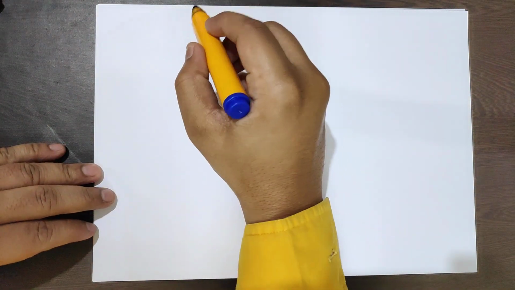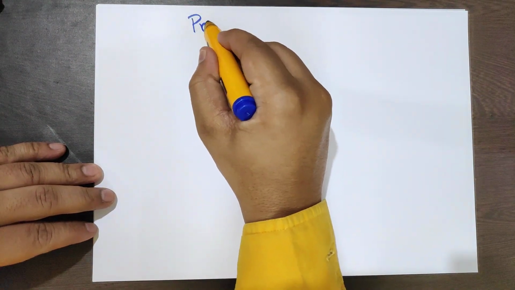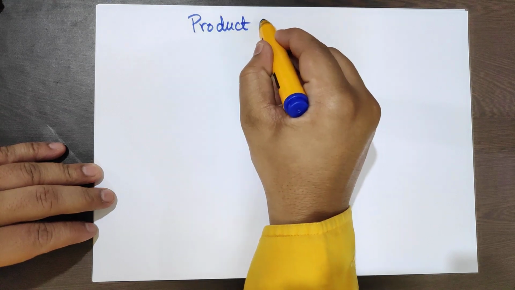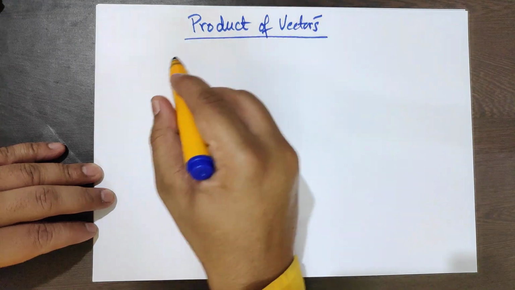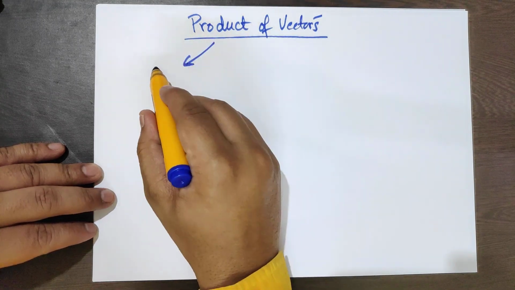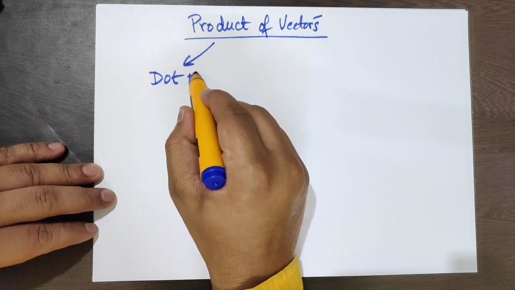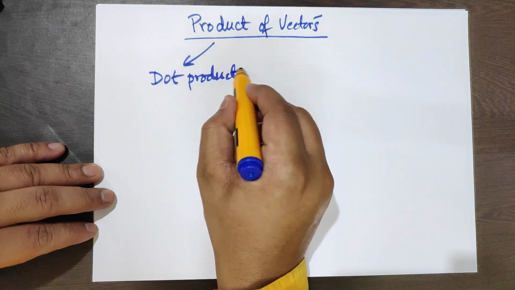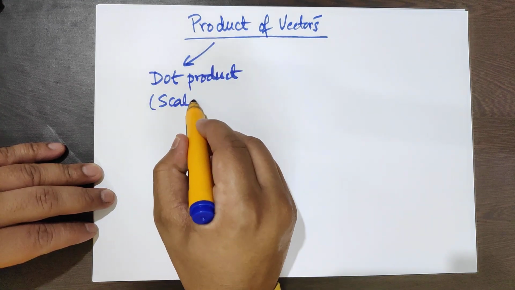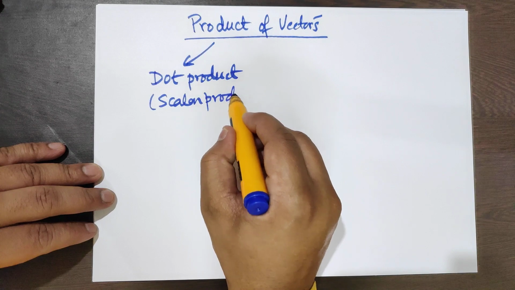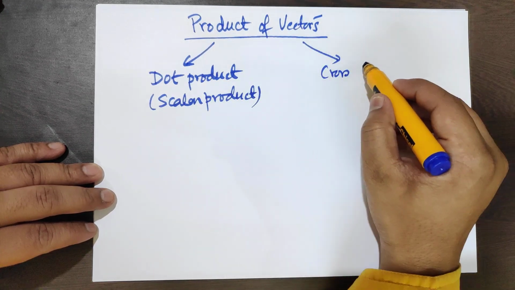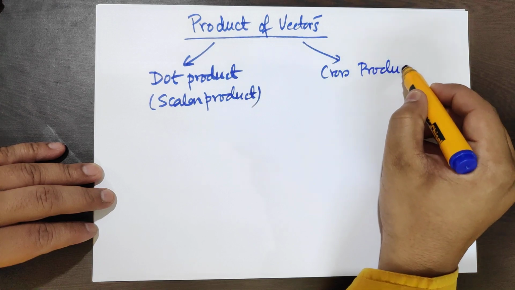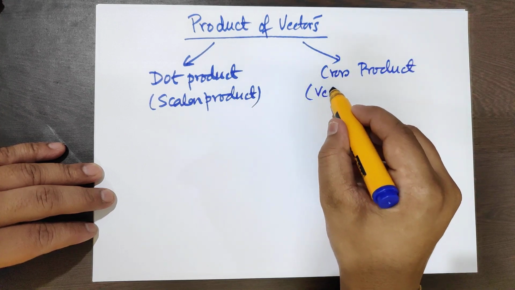Today we will discuss the product of vectors. Basically, the product of vectors may be of two types. The first one is the dot product, which is also known as the scalar product. And the second one is known as the cross product, which is also known as the vector product.